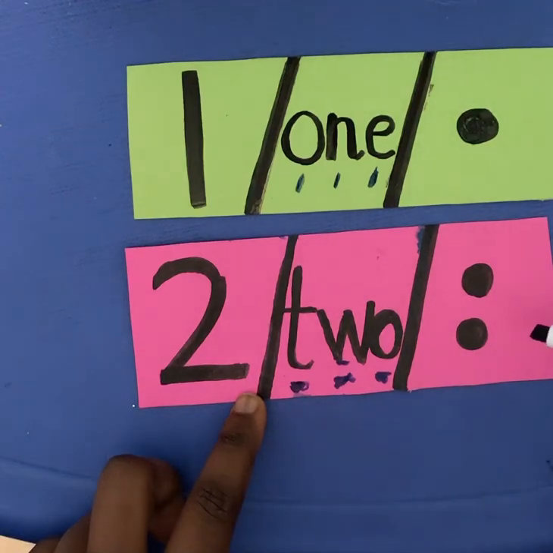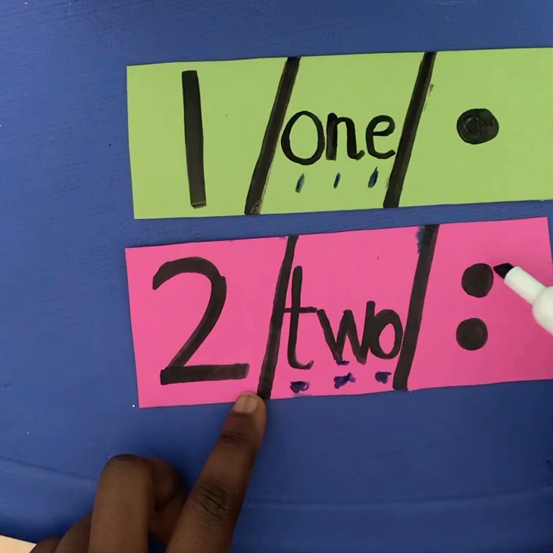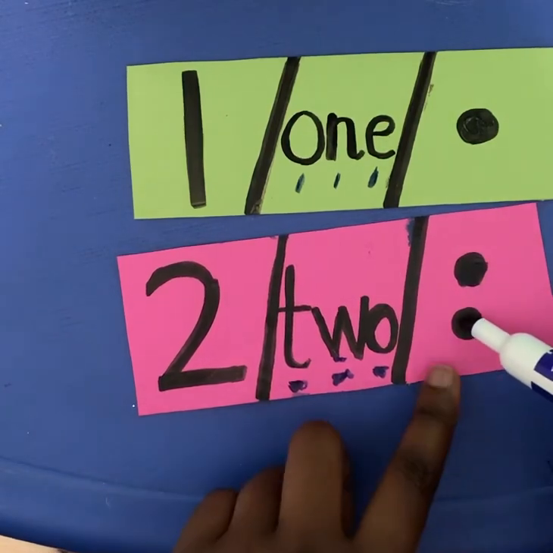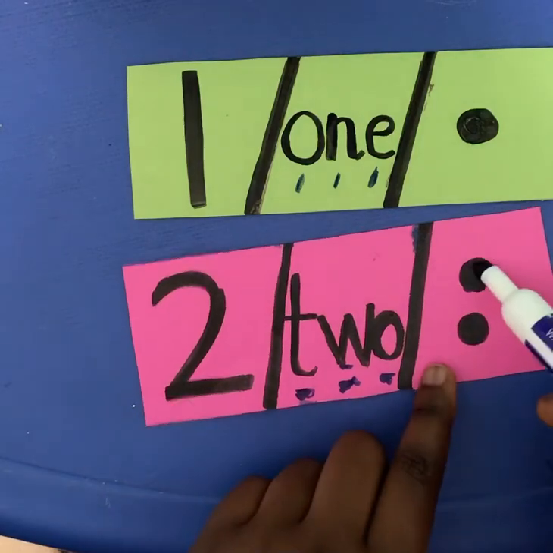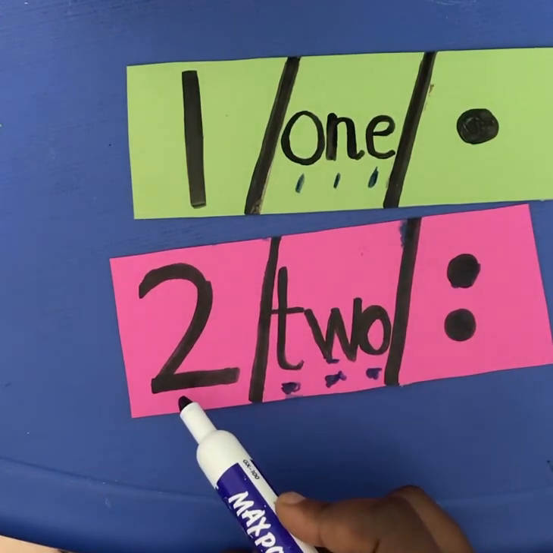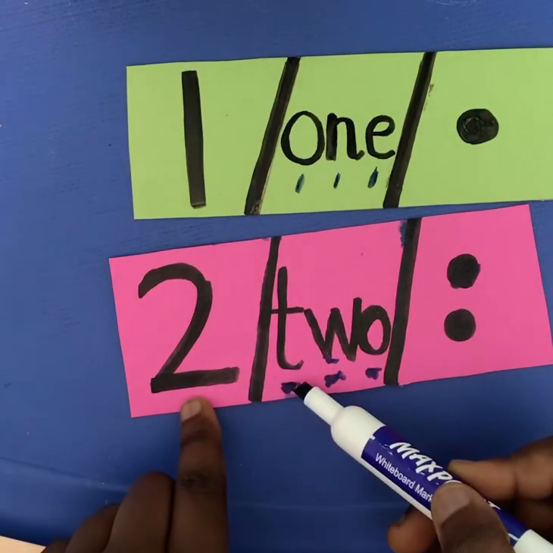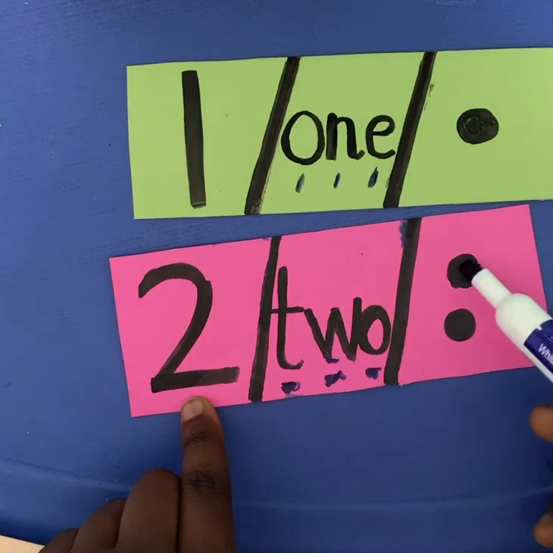And now let's go to the value or the quantity. If this is 2, then we need how many dots? 1, 2. So we have the number 2. We have the number name for 2, which is T-W-O. And we also have the quantity or the value, which is 1, 2.